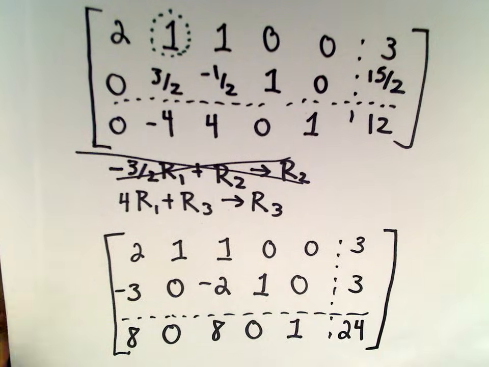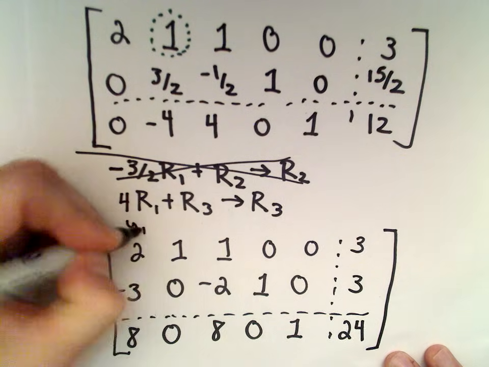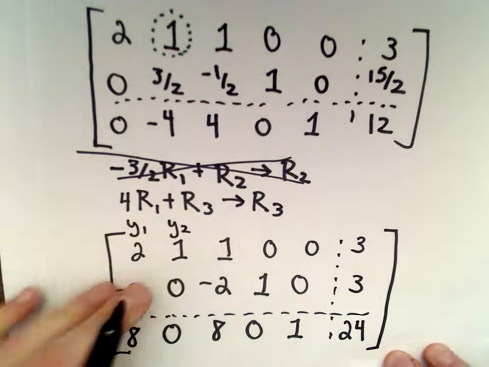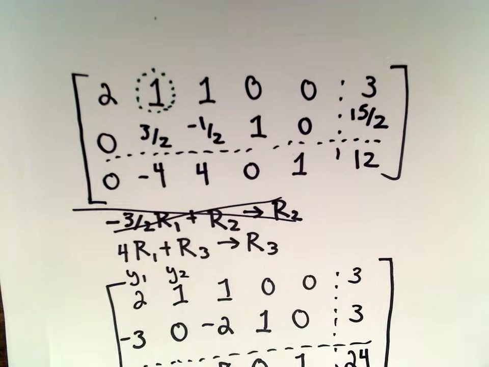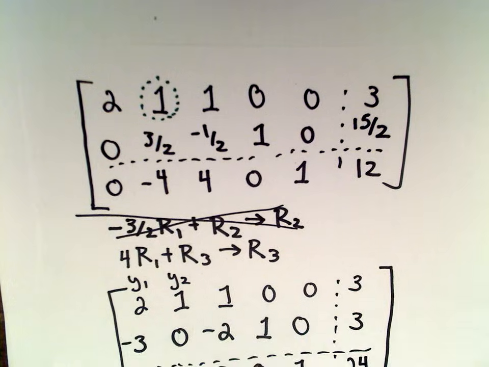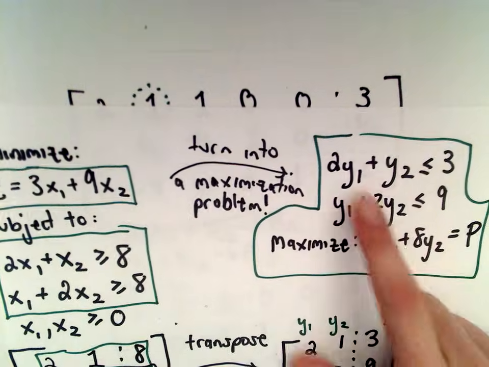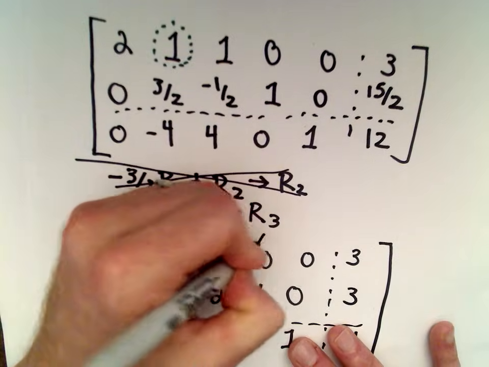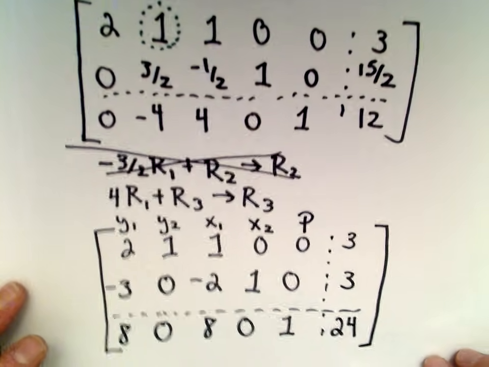Yay, we are done, except for just interpreting. So again, we had y1, y2, and we had what? Also y3. No, just y1 and y2. I'm just looking back at our maximization problem. We only had y1 and y2. We introduced the slack variables x1 and x2, and then we had our column p. So I'm just relabeling everything.